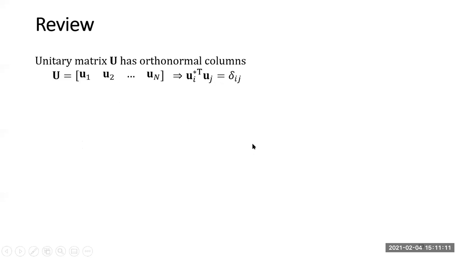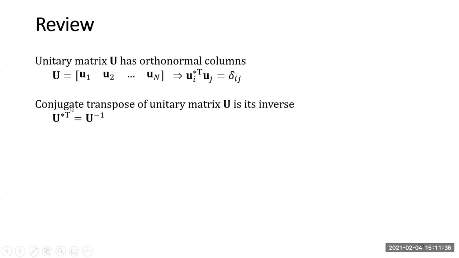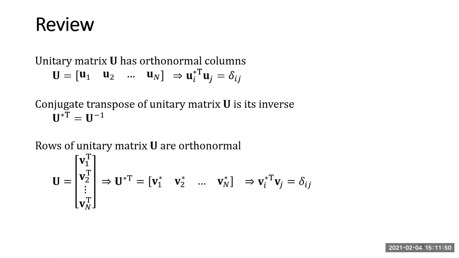Anyway, so recap of what we did. A unitary matrix U has orthonormal columns. So I represent U in terms of its column vectors, U1 through UN. Ui star transpose Uj equals delta ij. The complex conjugate transpose of the unitary matrix U is its inverse. So U star transpose is the same thing as U inverse. The rows of a unitary matrix are orthonormal. Just like the columns, the rows are also orthonormal.